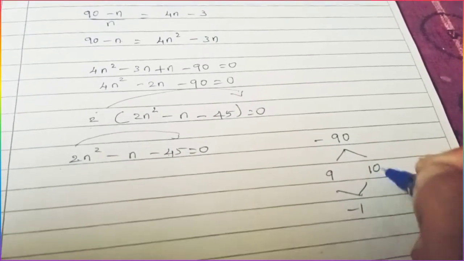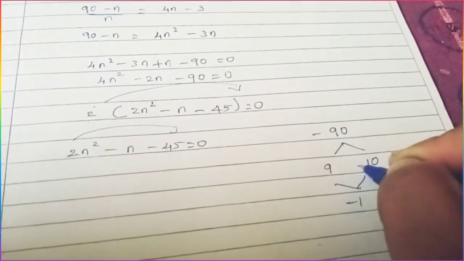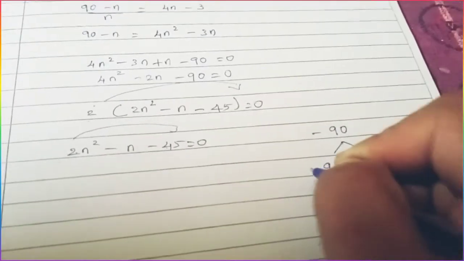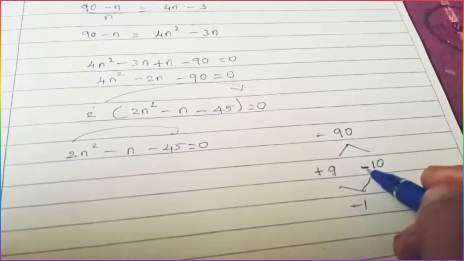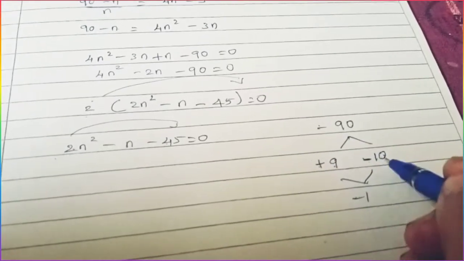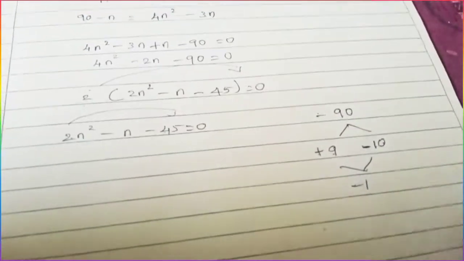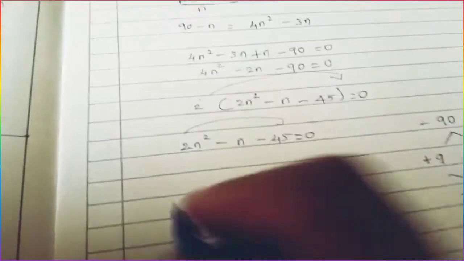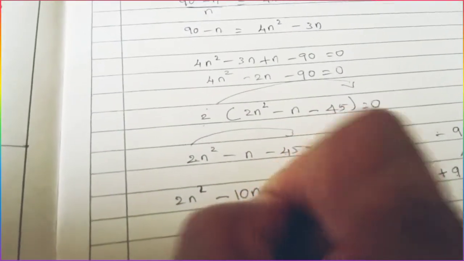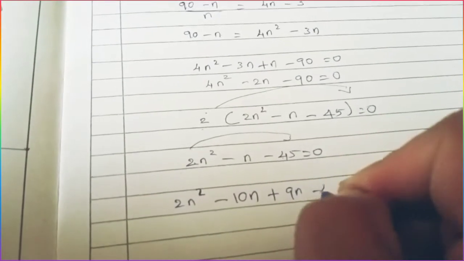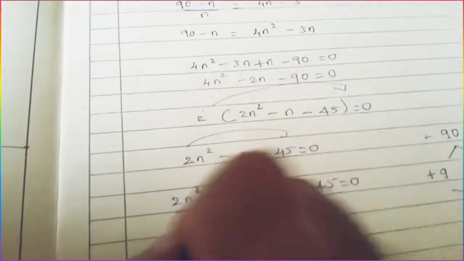Therefore, whenever we are getting the minus, we need to put the negative sign for the bigger number and positive sign for the smaller number. Plus into minus minus, 9 tens are 90. Minus 10 plus 9, 10 minus 9 is 1. Bigger number sign is minus. So these are the two numbers. 2n square minus 10n plus 9n minus 45 is equal to 0.